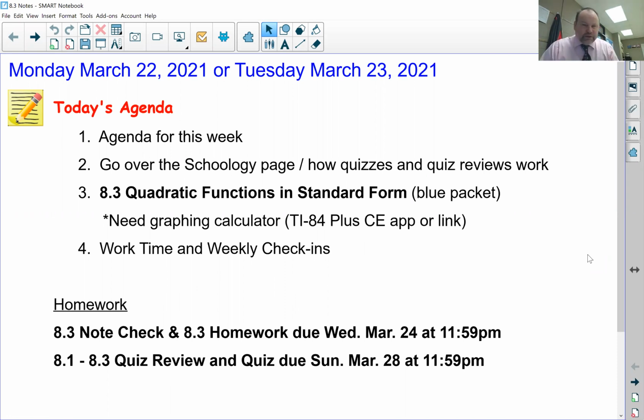Just a quick look at what we're going to do today and how we're going to finish up the week. So we're going to go over 8.3 today, quadratic functions in standard form, graphing them and finding the key pieces.